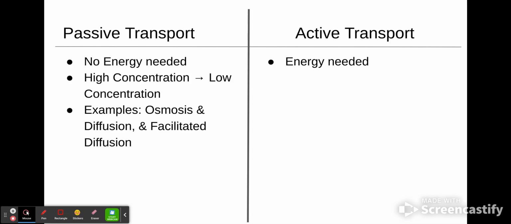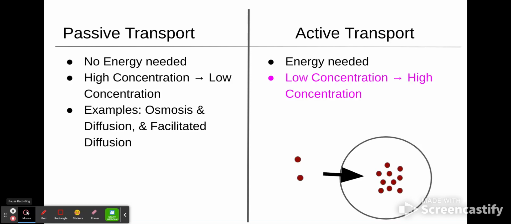So requires energy is the first thing. Yeah. So if facilitated diffusion is like they need the receptors and stuff, does that mean molecules naturally go to the receptors without energy? Yeah. Mm-hmm. So we need energy. It will also move molecules from low to high concentration. Again, you can go ahead and draw this picture if that's going to be helpful for you.